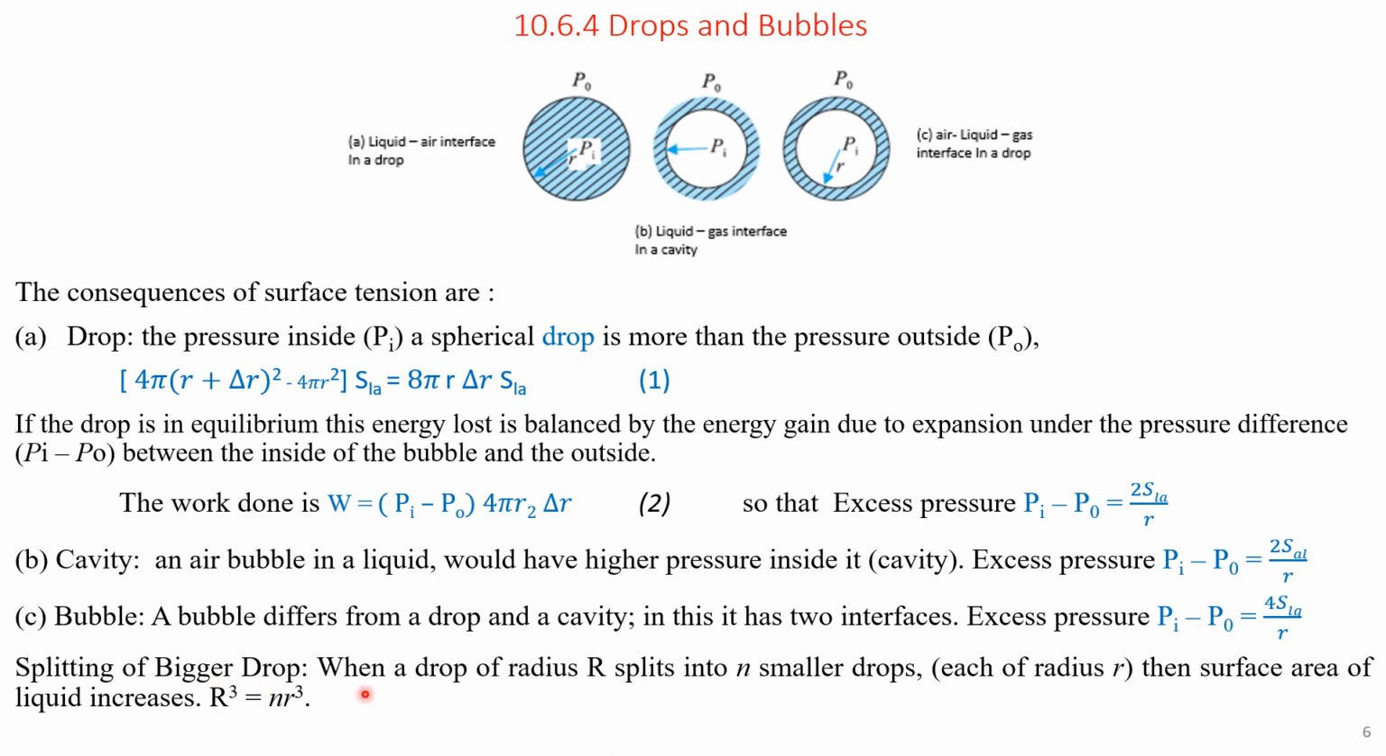Splitting the bigger drop. When a drop of radius capital R is split into n smaller drops, each of radius small r, then the surface area of the liquid increases. That is, R cube will be equal to n times small r cube.